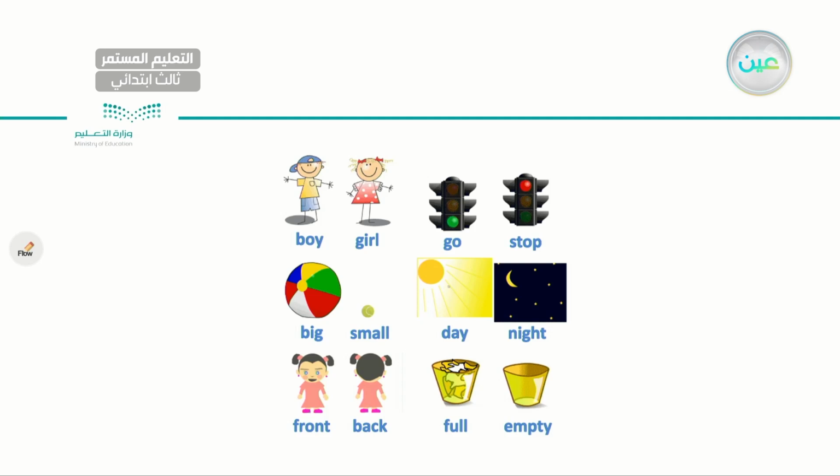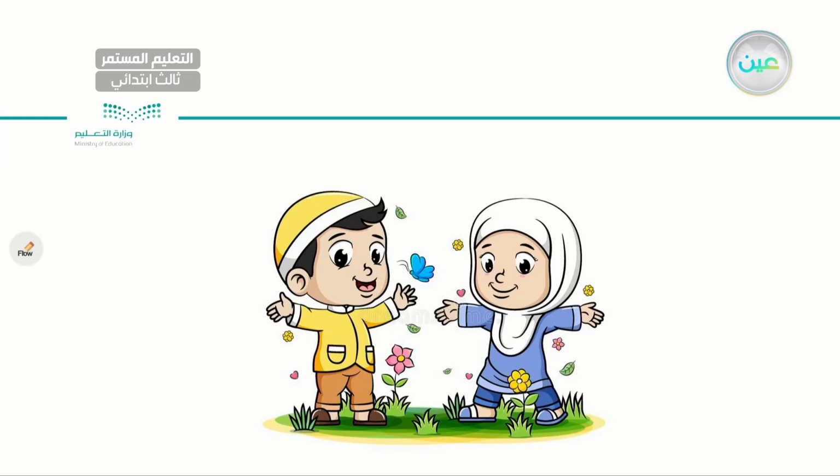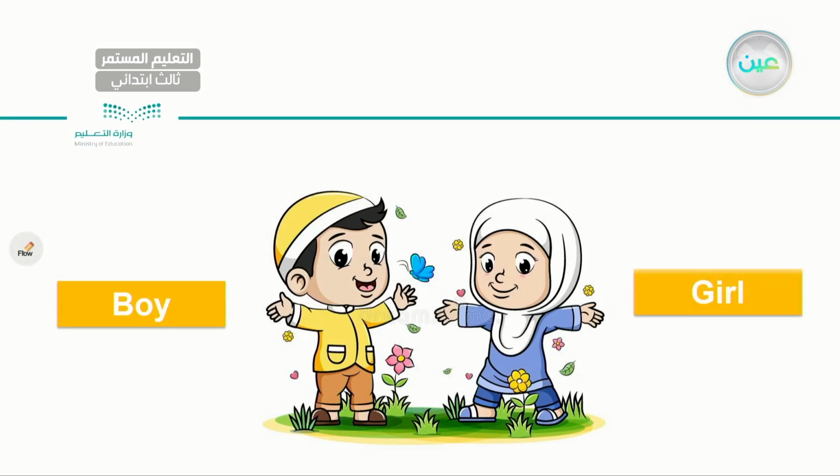What opposites are we talking about in our lesson? Let's start. As you can see here, I have two pictures. I can see a boy, and can you guess? The second is a girl. I can see a boy and a girl. They are opposites, right? They're not the same.